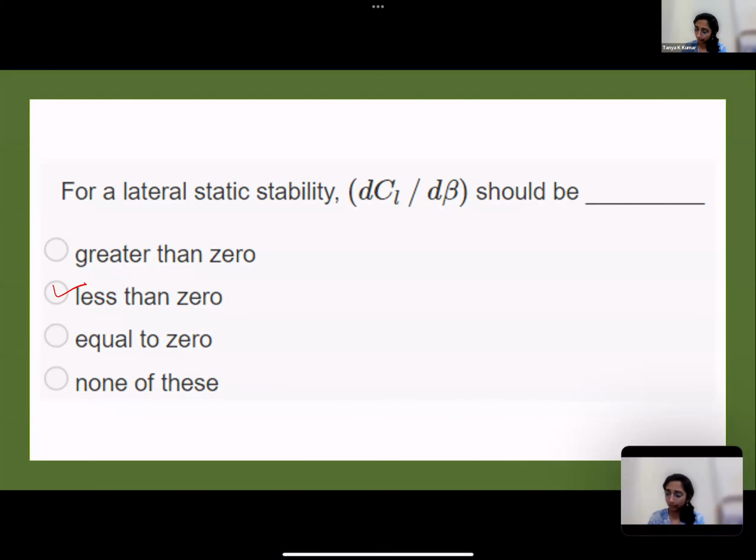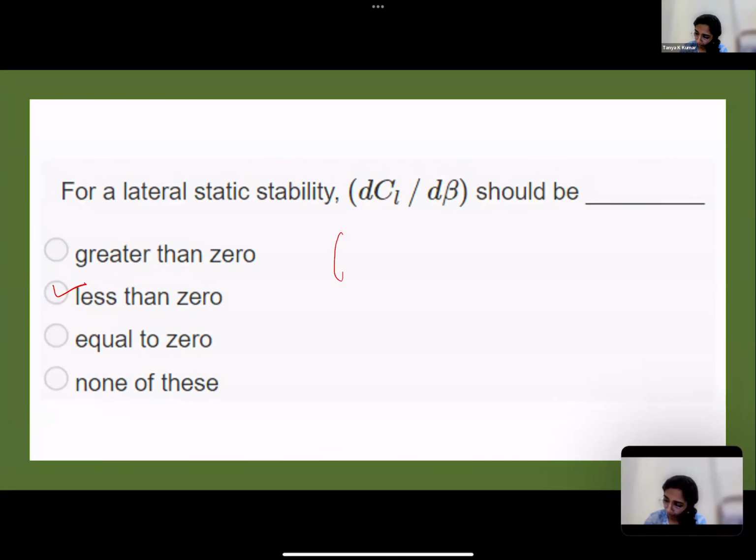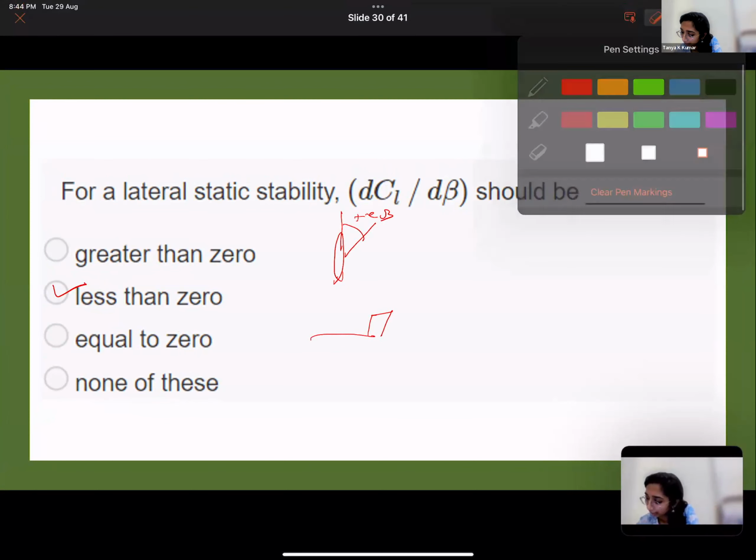Did you understand that? So if this is your aircraft, a positive beta is in this direction. This is positive beta. Now you have your vertical tail, right? Vertical tail is something like this. Okay, excuse my poor drawing skills.